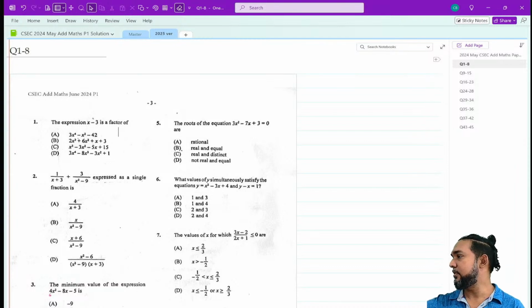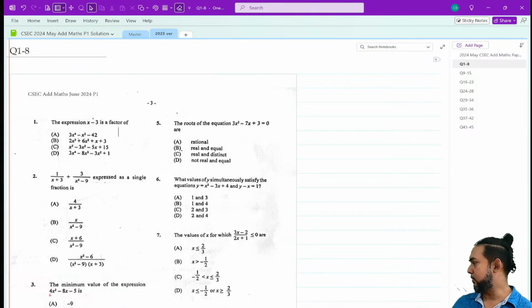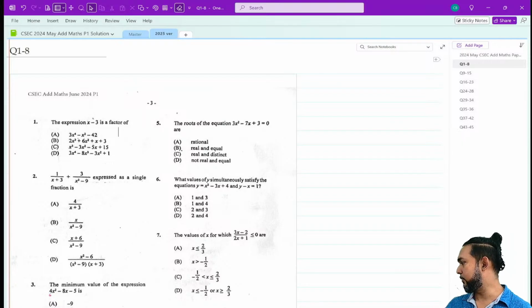Alright, so folks, this is the May 2024 AdMaths Paper 1. Just gonna see how quickly I can go through this multiple choice, as I have a bit of a time limit.